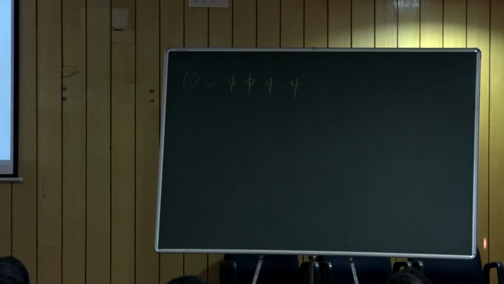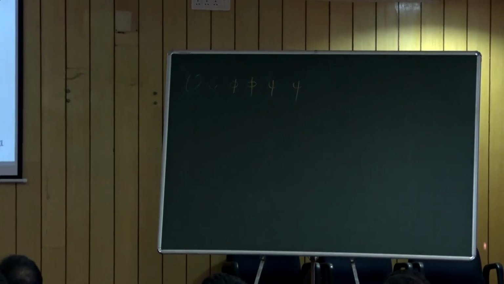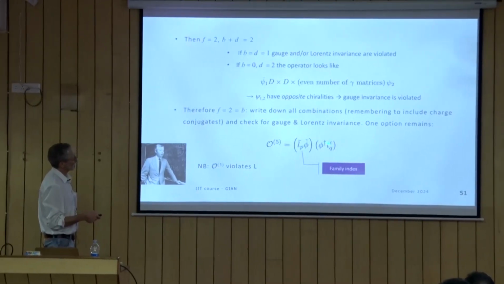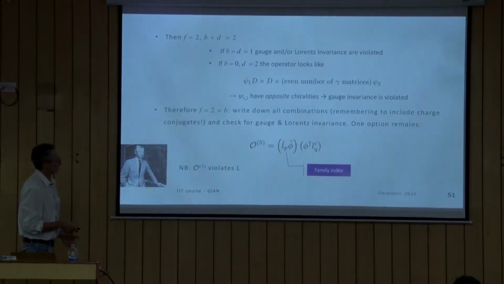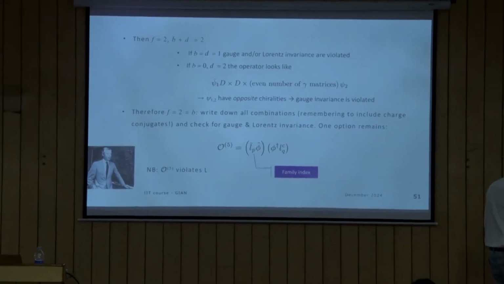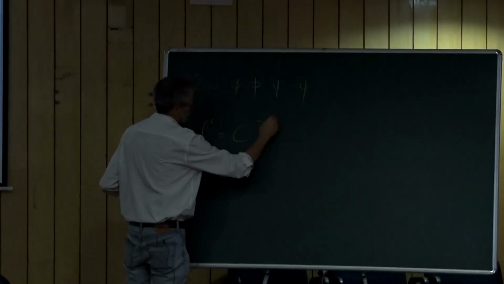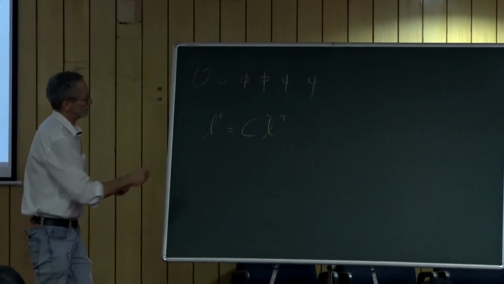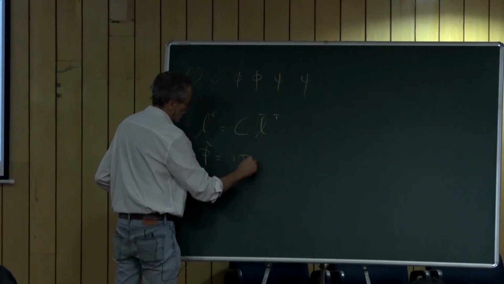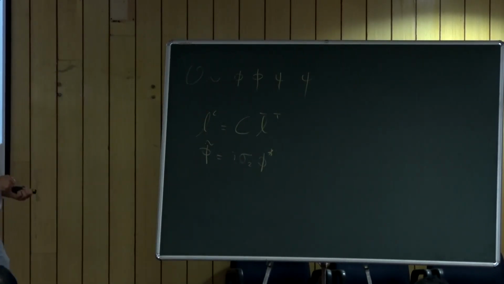And here, I'm not going to go through all the possibilities. It's just going to take a while. So the only thing that's left over is this. 2 scalars, 2 leptons, where L^c is the standard charge conjugate. And phi tilde is the standard charge conjugate of the scalar.